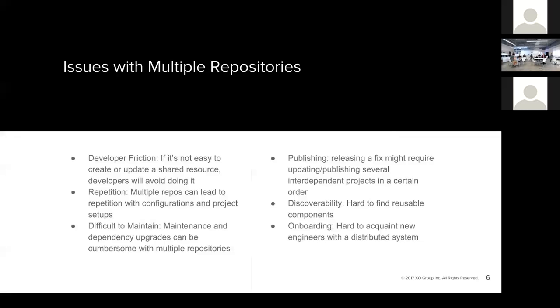Discoverability is a big problem. If there's something that is reusable, but you can't find it, it's pretty much useless. And then onboarding, which really hits home for me. It's hard to acquaint new engineers with a very distributed system. It just takes more time, and so you lose productivity. So because of these issues, we decided to go with a monorepo.